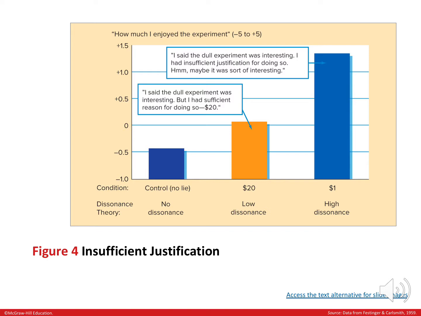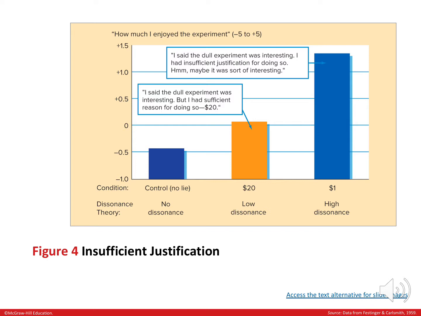Those who were only paid $1 experienced high dissonance, while those who were paid $20 to lie experienced less dissonance. Why? Why do you think? Well, what this is telling us is that $1 just wasn't enough to justify a person lying to strangers about something like this. It wasn't worth it.